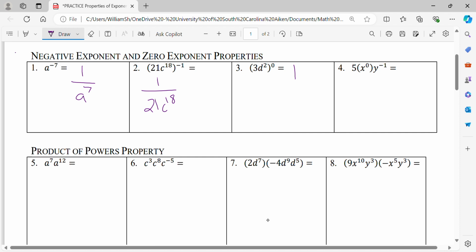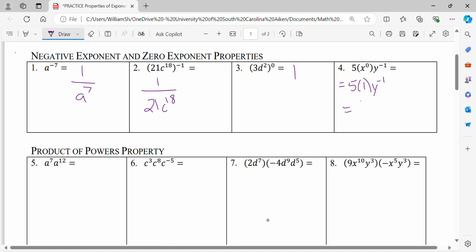Alright, now here I have 5 times x raised to the 0 power times y raised to the negative 1 power. Now anything raised to the 0 is 1. So if we start out with the first simplification step, we could just reduce this x raised to the 0 power to a 1. Now we still have this negative exponent on the y here. We have y raised to the negative 1. We don't want that. We want all positive exponents.